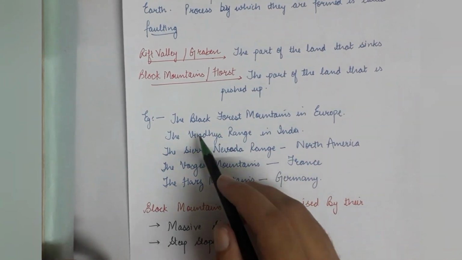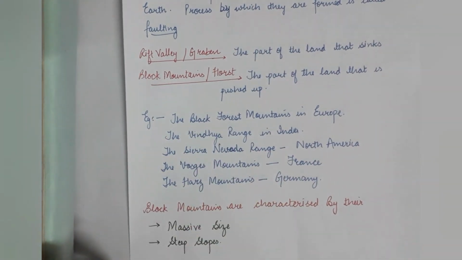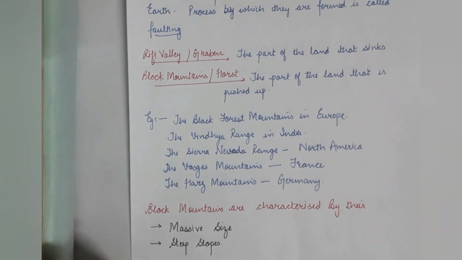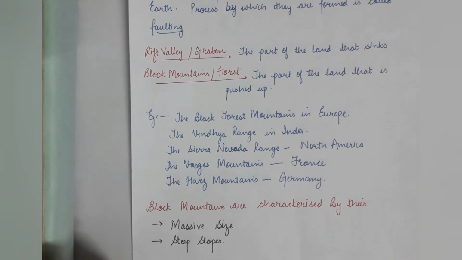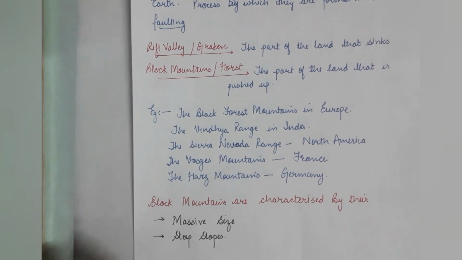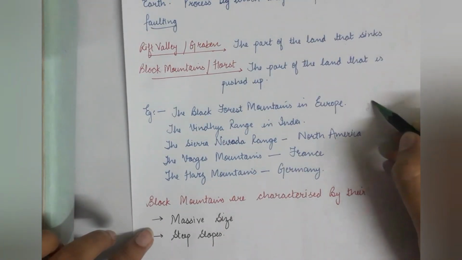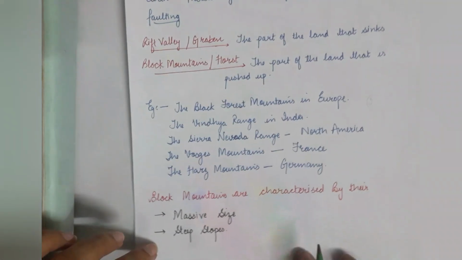Examples of the block mountains: the very first one is the Black Forest Mountains in Europe. Second is the Vindhya range in India. Third is the Sierra Nevada range in North America. Fourth is the Vosges mountains in France. Next are the Harz mountains in Germany. You can learn any two examples of these mountains.